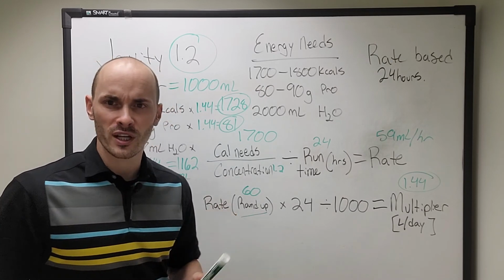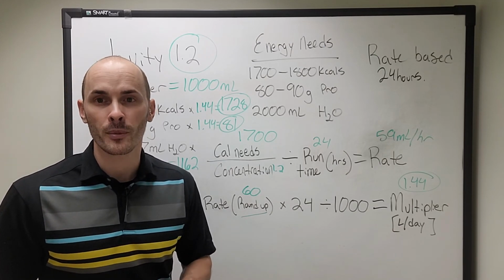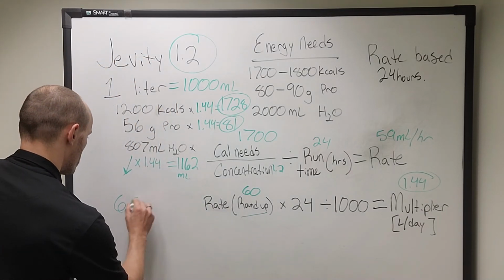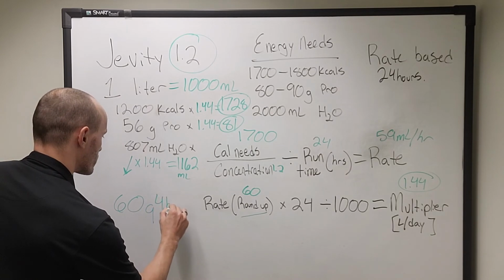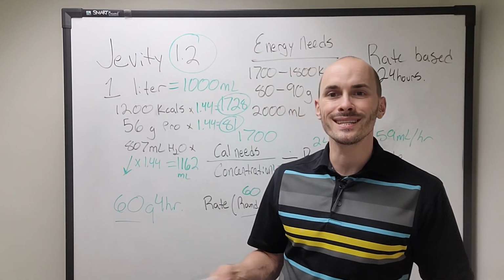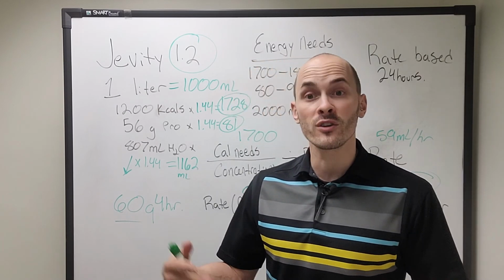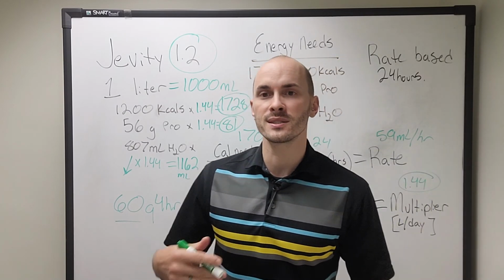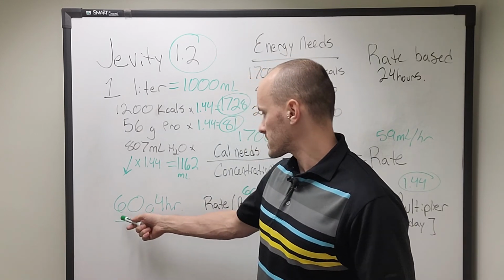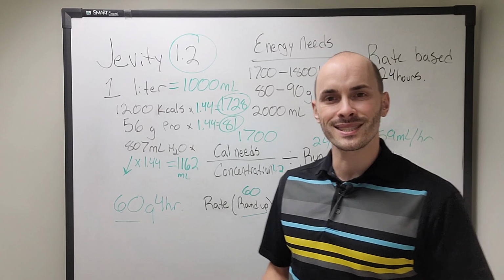Now, we're going to dive into flushes more in future videos, but for the sake of keeping things simple, just do 60 milliliters Q4-hour flushes. That means that this patient will receive 60 milliliters of water every 4 hours. That's what that Q4 hours means. It means every 4 hours. So every 4 hours means they're going to get flushes 6 times a day. So they'll get 60 mil flushes Q4 hours. We'll keep it nice and simple.